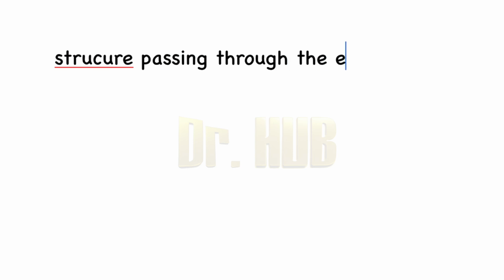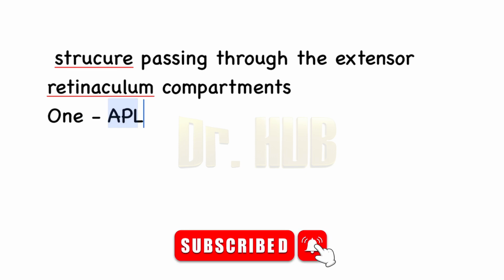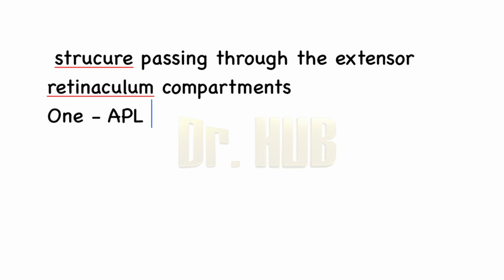Structures passing through the extensor retinaculum compartments. So what does it include? First is compartment number 1. The structures passing through it will be the APL, that is abductor pollicis longus, as well as the EPB, that is the extensor pollicis brevis. The second one will include the ECRL, the extensor carpi radialis longus, and the ECRB, that is extensor carpi radialis brevis.